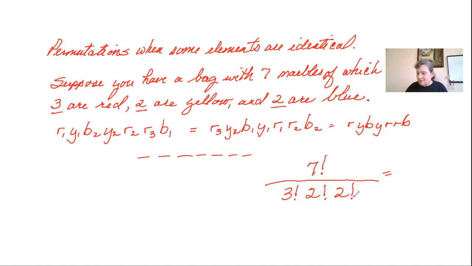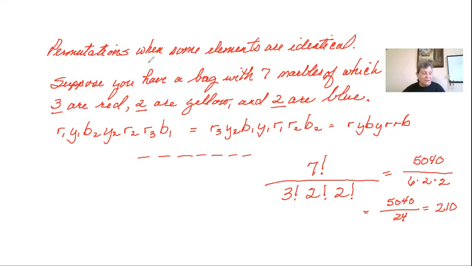So in the calculator, I'll go ahead and do this piece by piece. 7 factorial is 5040, but we divide it out. 3 factorial is 6, 2 factorial is 2, twice. So we're going to end up with 5040 divided by 24, which reduces down to 210 possible combinations.